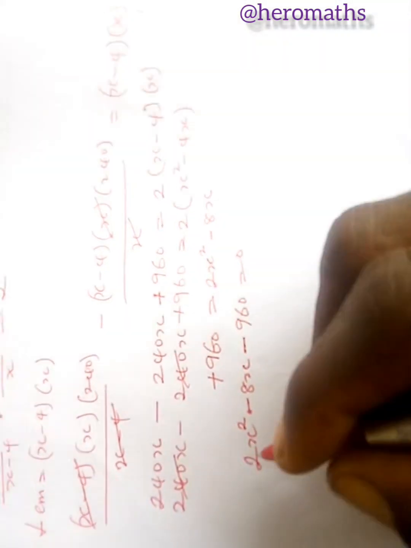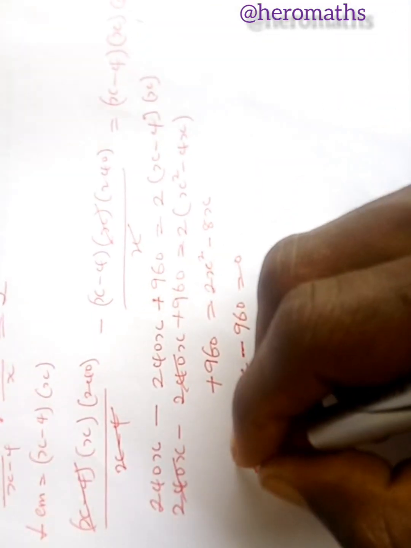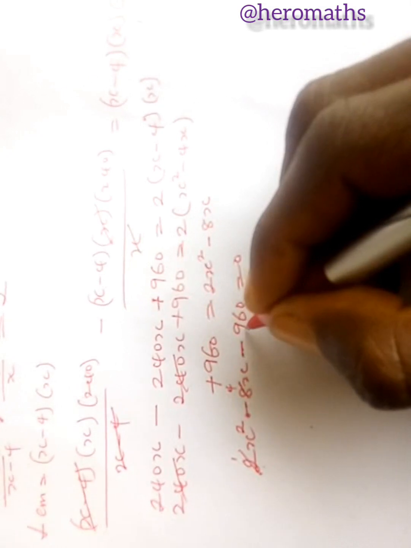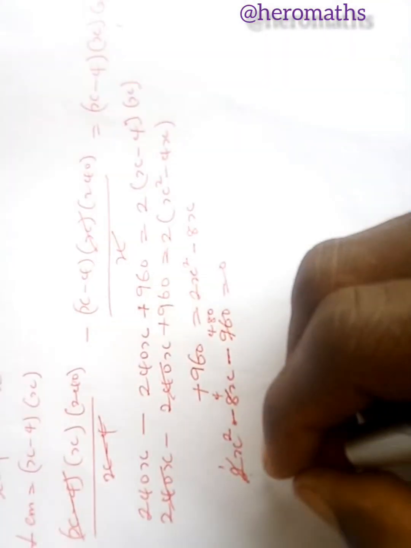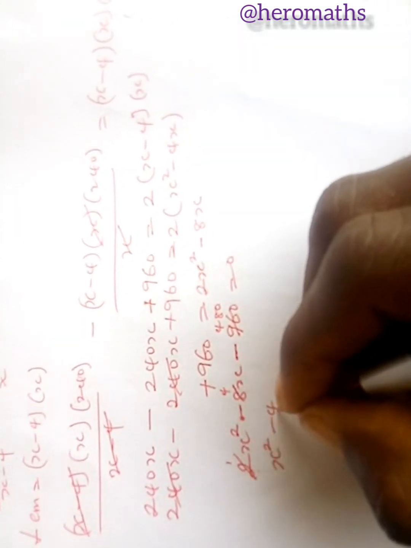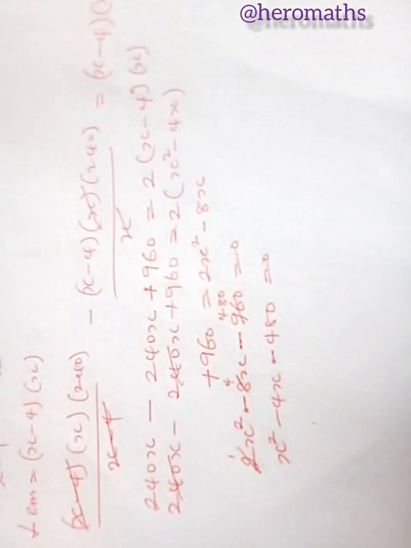2 goes here, 1. 2 goes here, 4. 2 goes here, 480. Now we have x squared minus 4x minus 480 is equal to 0.